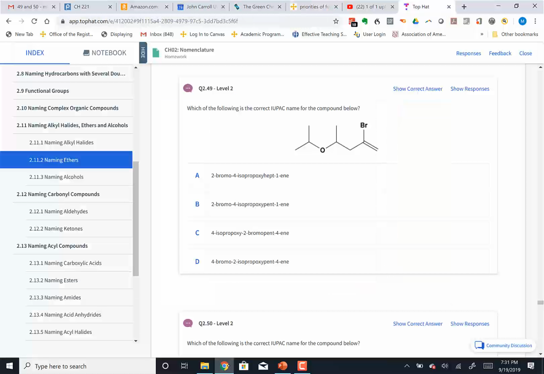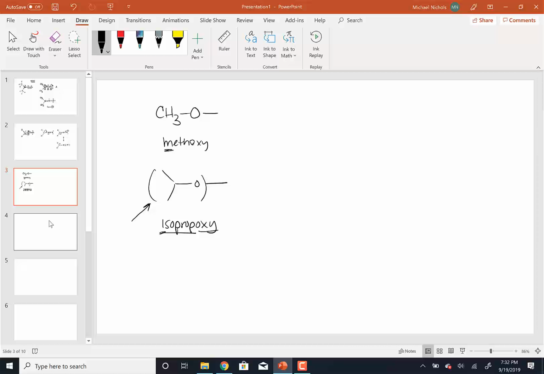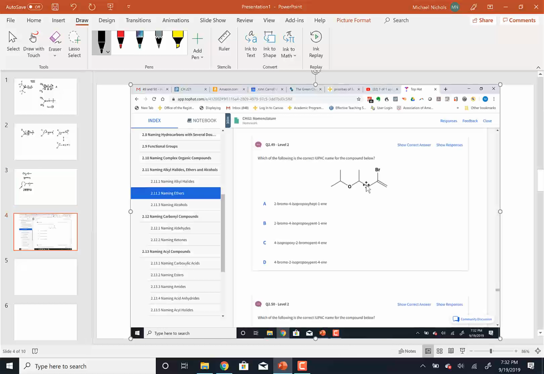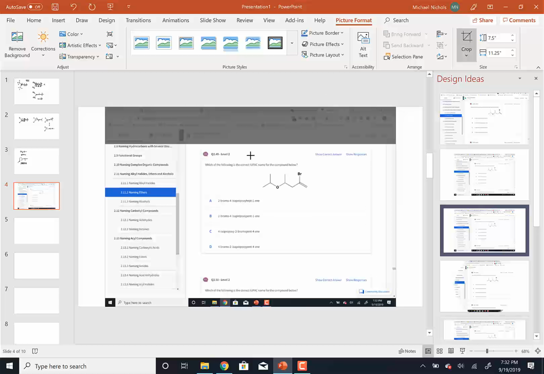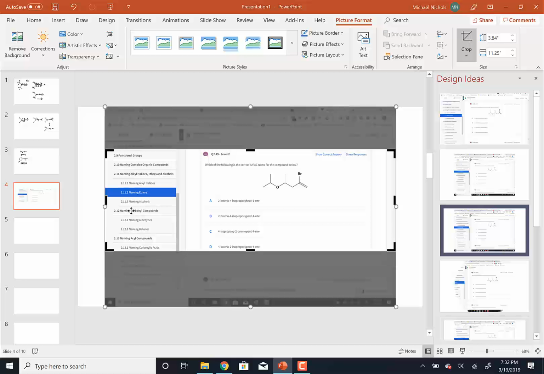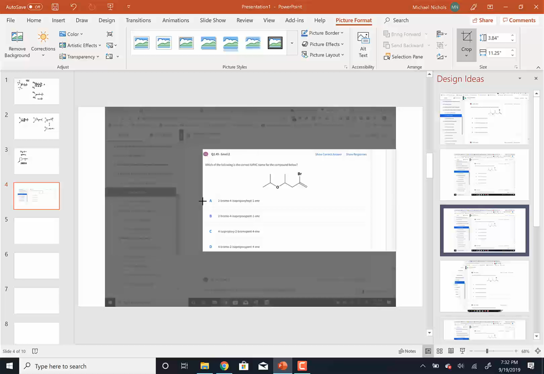So if we look at problem number 49 here, there's one other rule we have to keep in mind as we name basically what is an ether. And that is that if you look at this molecule, I'm going to go ahead and cut and paste it real quick into the PowerPoint slide.